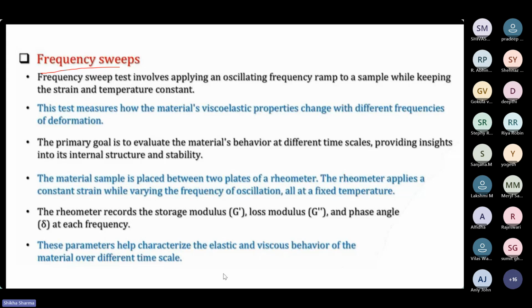Next is the frequency sweep. So here we apply basically some kind of oscillatory frequency, which is omega, to the sample. So we can see how much is the deformation there. From there we can understand the property of the material, like the viscoelastic property of the material at different frequency.